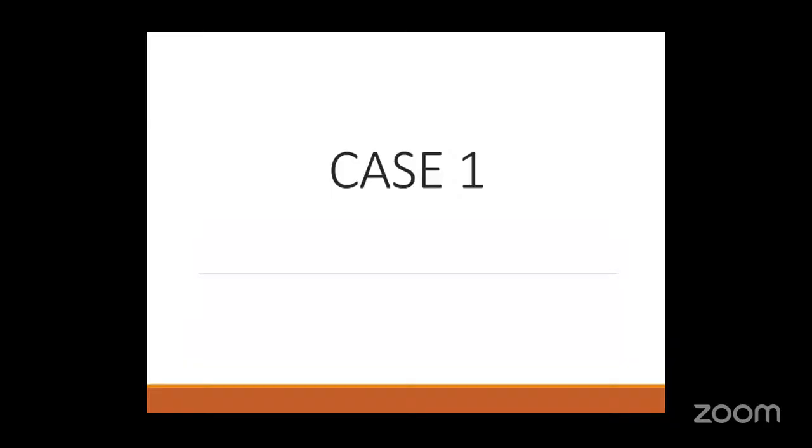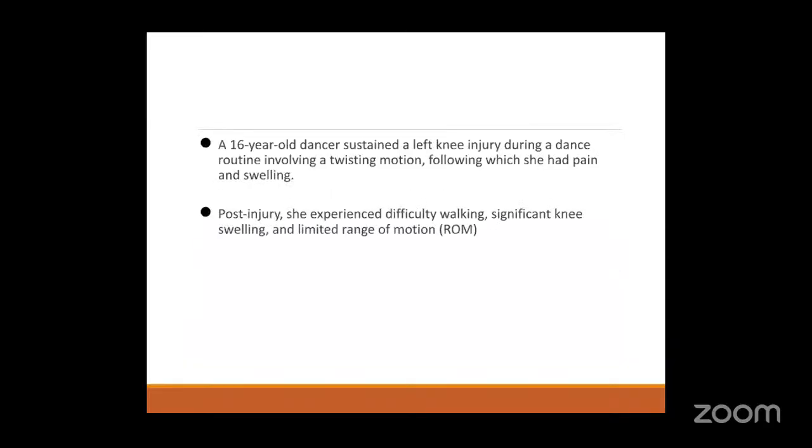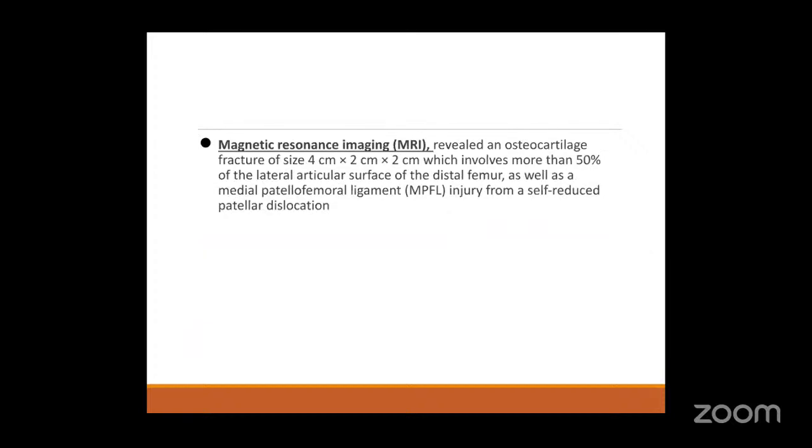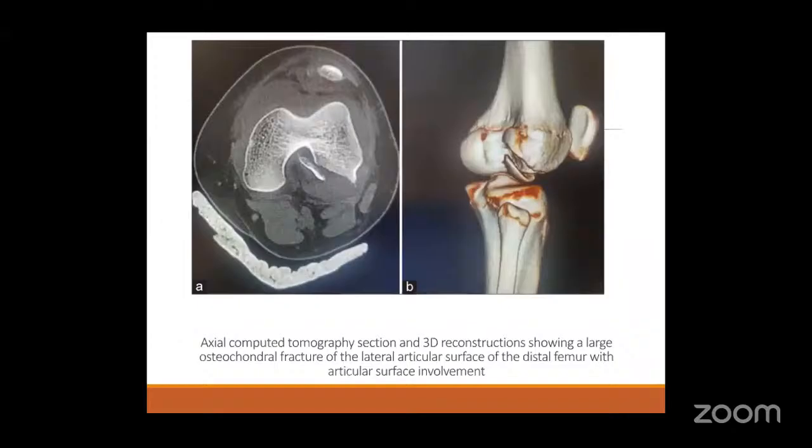So it's the first case I will deal with. It's a 16-year-old dancer who came with a left knee injury during dance, and this MRI revealed an osteochondral fracture. So this is a fracture. It's a posterior aspect of the knee. How will you deal with this? That's my question. Dr. Soumya, what's your opinion?